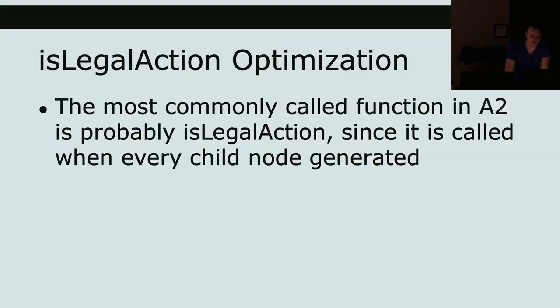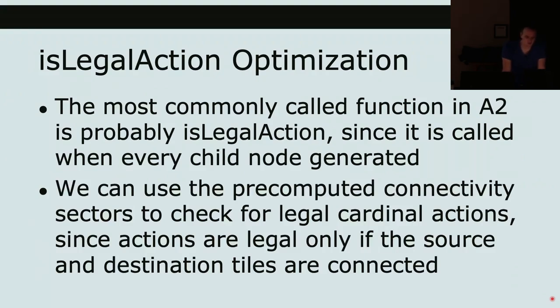The most commonly called function in A2 is probably isLegalAction, because whenever we generate children, we have to look at all 8 legal actions, which is 8 things that we have to check. And we can use the pre-computed connectivity sectors to check for legal cardinal actions, since actions are only legal if the source and destination tiles are connected. So no longer do I have to do a special check for whether something is legal, because if it was legal to go from here to here, that means they're connected. So I can just check their connectedness, which I've already computed.